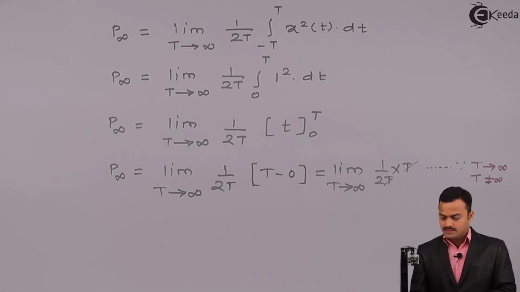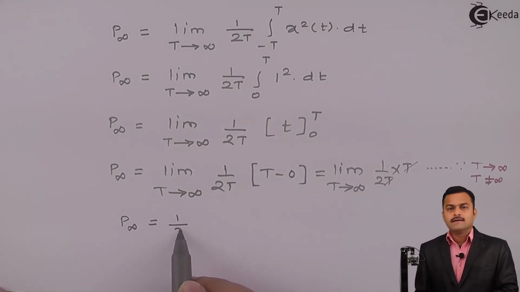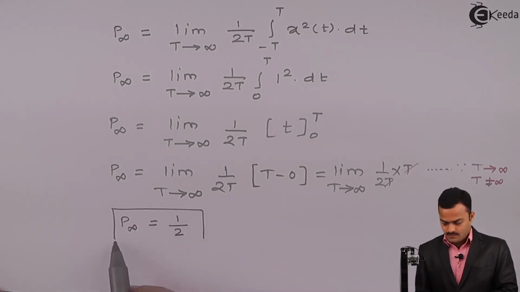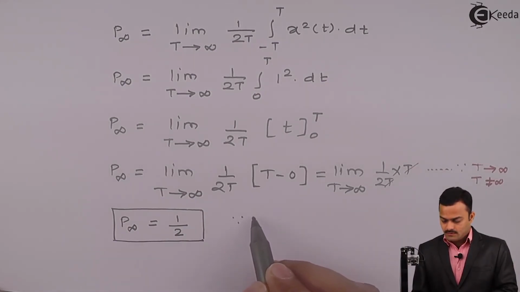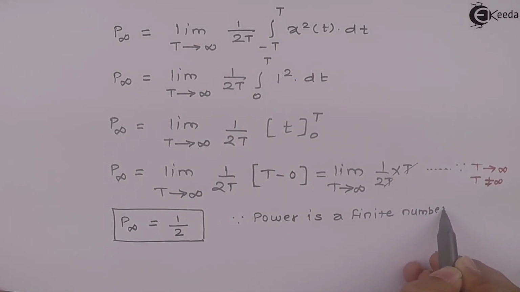So after doing this, I will get P infinity equal to 1 by 2, which is a finite number. So I can say, since the power is a finite number, the given signal is a power signal.